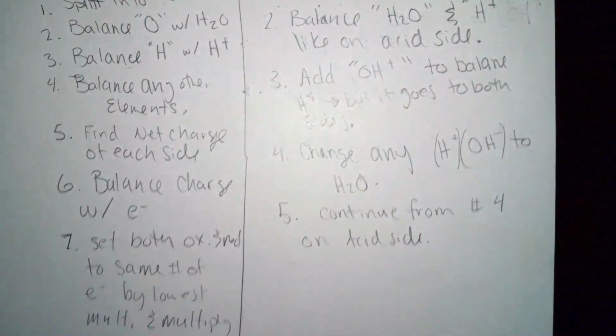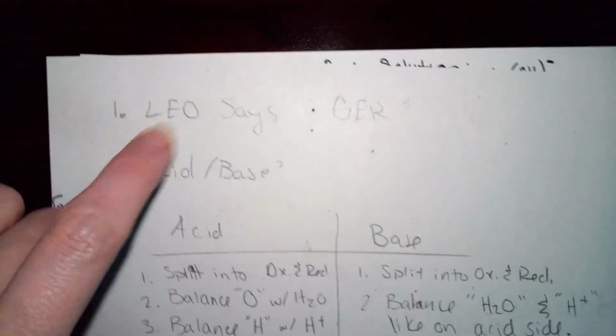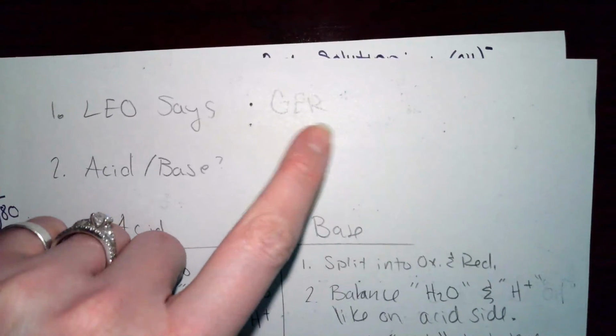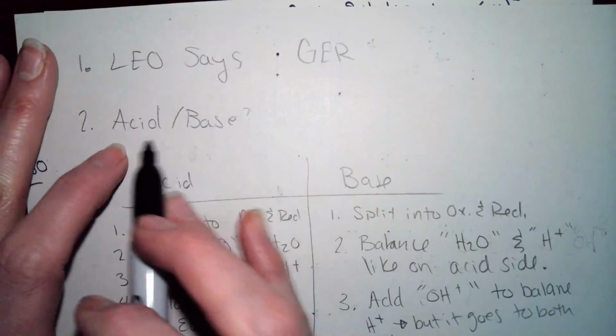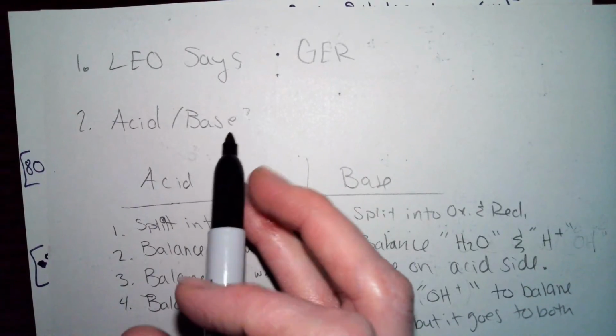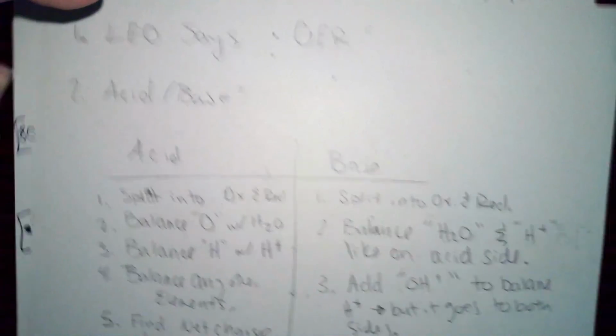Okay, so my tips to you. I started writing out my rules, so I wrote it really, really messy, but remember Leo the tiger says grr: losing an electron is oxidizing, gaining an electron is reducing. And then you have to determine is it an acid or a base, so in an acidic solution, in a basic solution, or neutral. On the quiz tomorrow it's only going to be acidic or basic.